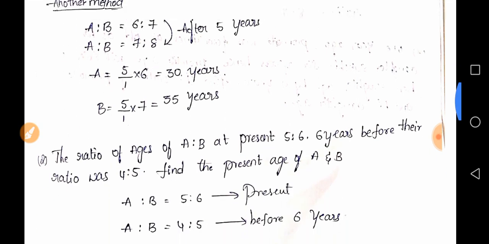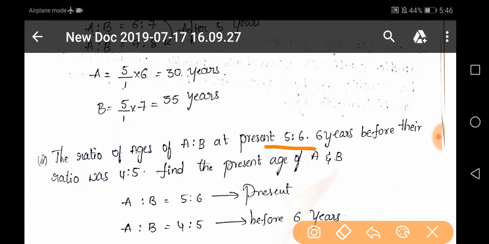And here, the ratio of ages of A to B at present is 5 is to 6. 6 years before, the ratio of their ages was 4 is to 5.